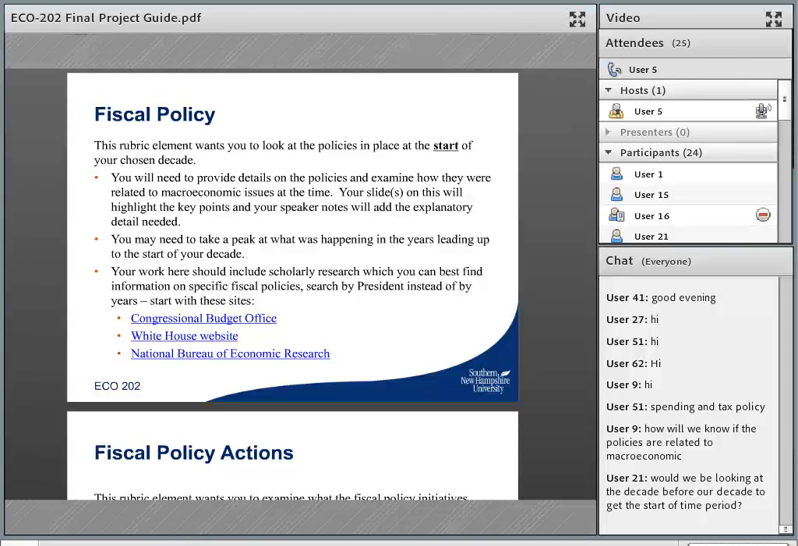You might need, because Congress passes laws and those laws take time to go into effect, let's say you chose the 80s, you might need to look at some decisions that were made by Congress in the late 70s and that were then in place in the 80s. That might be something for you to keep in mind. But you're going to want to get the lay of the land. What were they spending money on at the time to impact the economy, and what did taxation policy look like at that time?